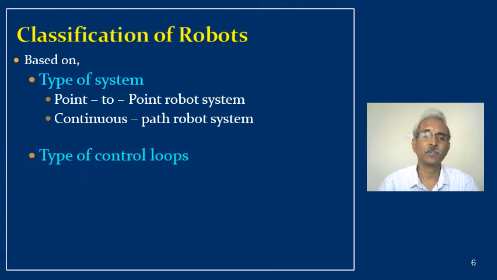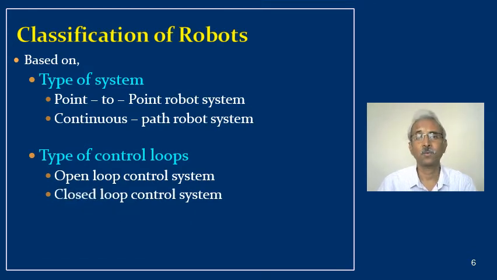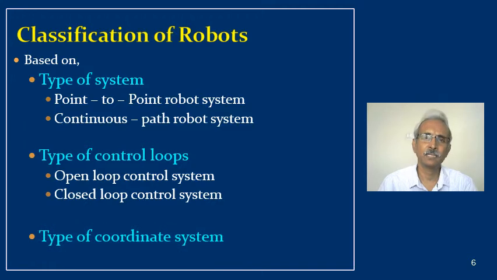And the second type of classification is based on the control loops or the control system. Let's see what are the different types. The one is the open loop control system, and the second one is the closed loop control system. And there is another category based on which we can classify robots. It's based on the type of coordinate system on which the robot structure is designed. So this also we'll see in the subsequent slides.